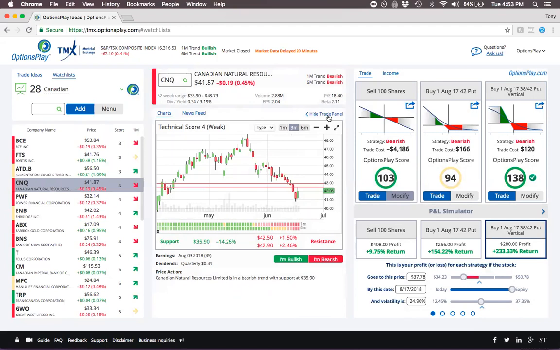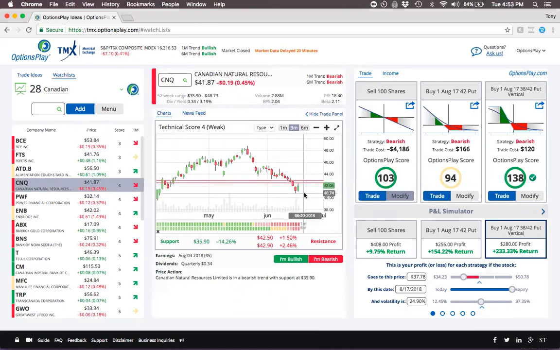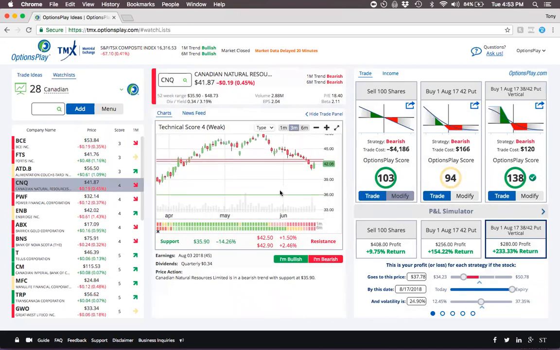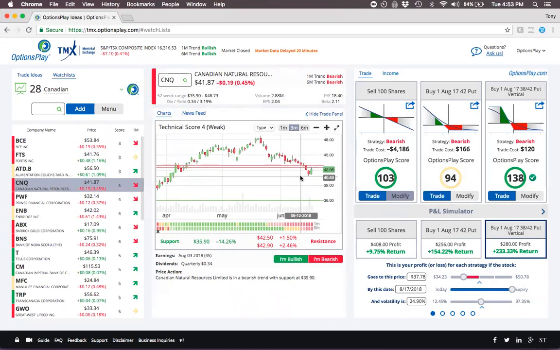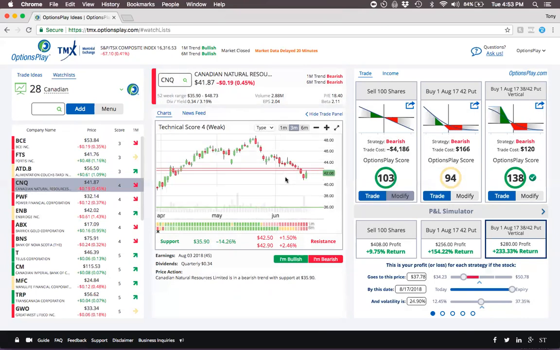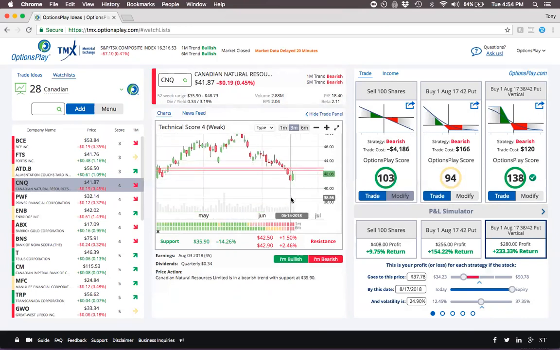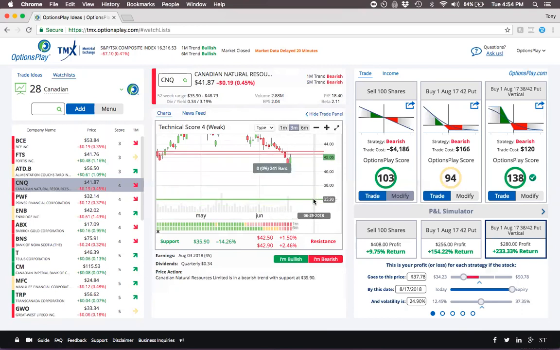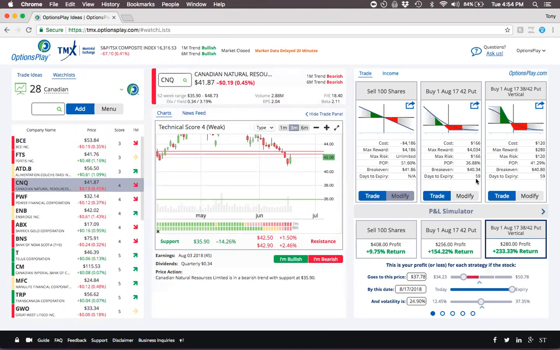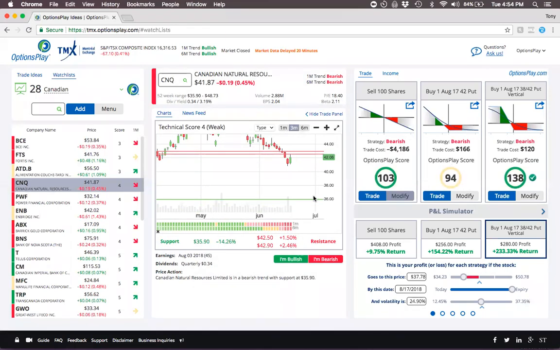So let's take a look at this trade. Canadian Natural Resources is trading at 41.87. Looking at historical prices here, this stock has moved $6 in just a few days. So I don't think it's that crazy to say this stock might move down to this $36 support level by August 17th, which is about 59 days out. So 60 days out, I don't think it's that crazy to say that this stock could hit $36.